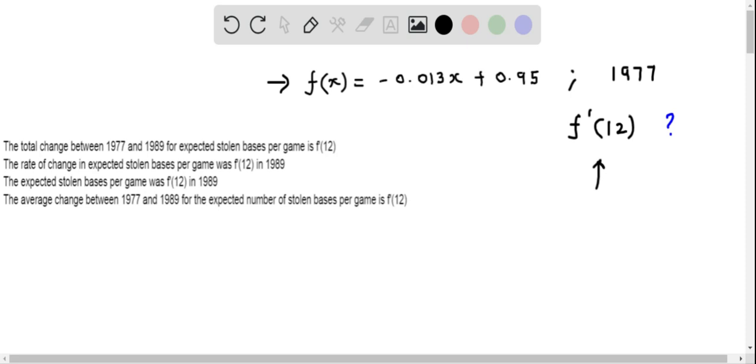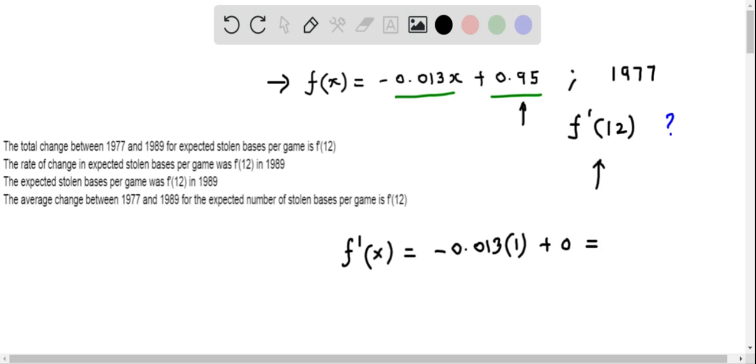This is basically the derivative of the function evaluated at x equals 12. So I'm going to find the derivative of the function f of x, and this is f prime of x. I have to find the derivative of each term. The derivative of negative 0.013x is negative 0.013, since this is a constant and the derivative of x is 1. So we get negative 0.013, plus 0.95. The derivative of a constant is 0, so this becomes 0. So we get negative 0.013. This is the derivative function, which represents the rate of change of the function.